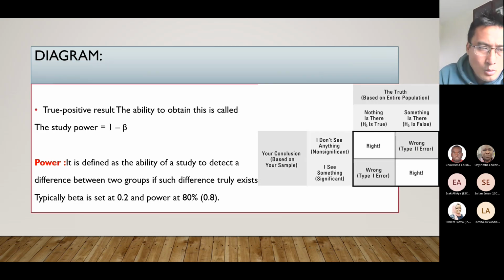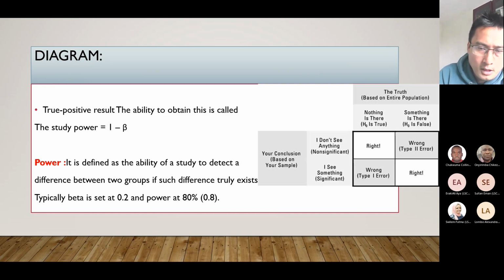Okay. Now there's the power, the power of the rating scale to truly obtain the true result. If the rating scale truly picks up the true positive or the true negative, that is the power of the rating scale. The way the power sometimes can also be calculated is 1 minus beta. This would be type 2 error. So that is the power of the study.